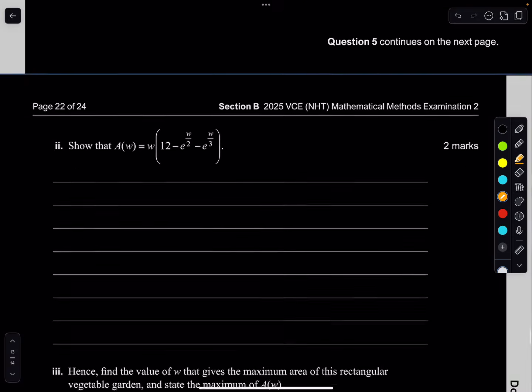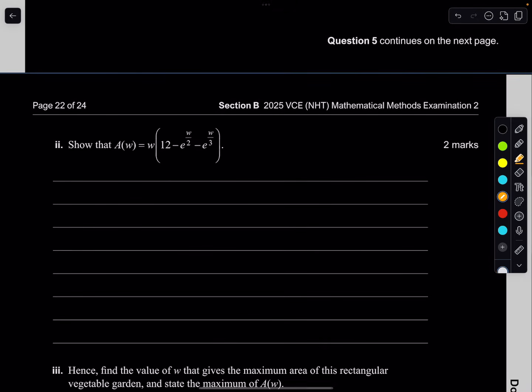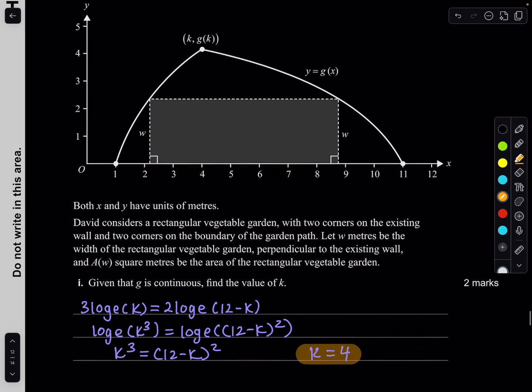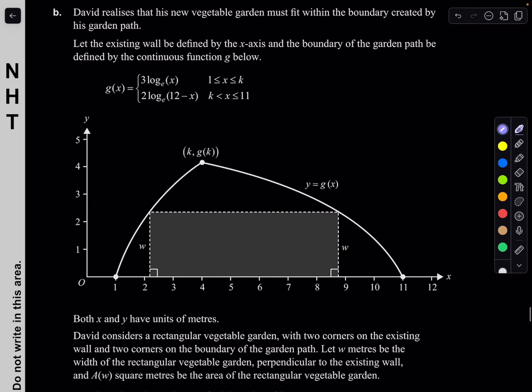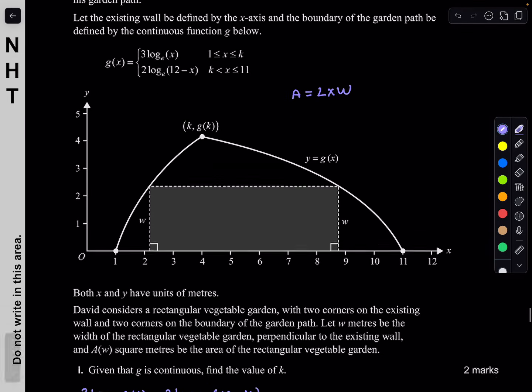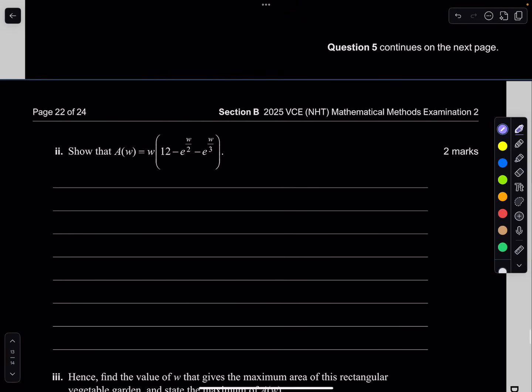Okay, next question. Show that the area, so A of w, the area of that rectangle, is given by this formula. Now they've actually used exponential, like e's now. So we know that the area of a rectangle is just length times width, yeah? Coming back to here, we know the area of a rectangle is length times width. And can you see how they multiplied the width in there? So that's your width. So this has to represent the length of our formula.